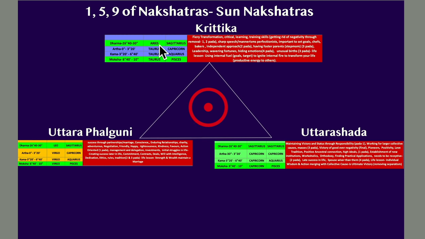So in Aries, like I said, Sun is a visionary. It wants to bring in ideas. So they can be excellent critical thinkers. They can be excellent trainers, training skills.